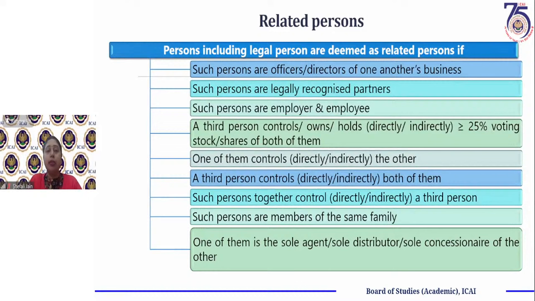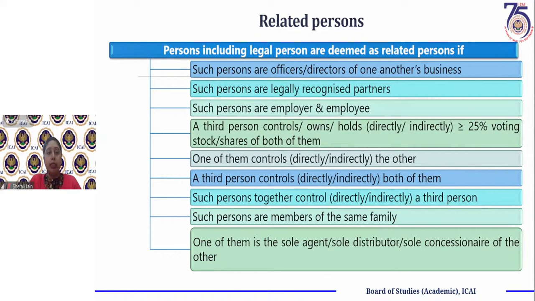Persons including legal person are deemed as related person if, first, such persons are officers or directors of one another's business. For example, A is the owner of a business and he is also a director in the business of B. Similarly, B has his own business plus he is also an officer in A's business. So the business or the firms, maybe we are considering it to be a proprietorship firm, so the proprietorship firm of A and B shall be deemed to be related.